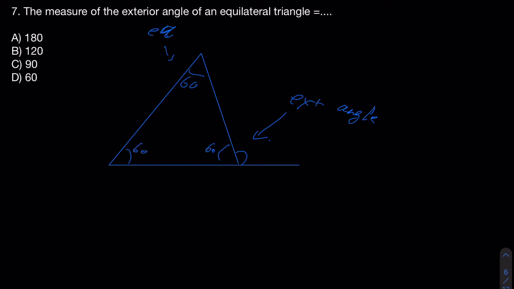And how do you find an exterior angle? You add two opposite angles from inside of a triangle. You add, for example, these two or these two. Whichever ones you add, you're still going to end up with the same answer, which is 120. And that's the measure of the exterior angle.